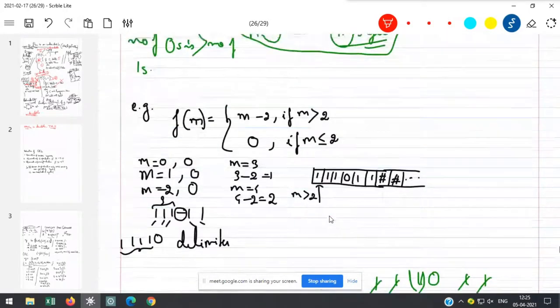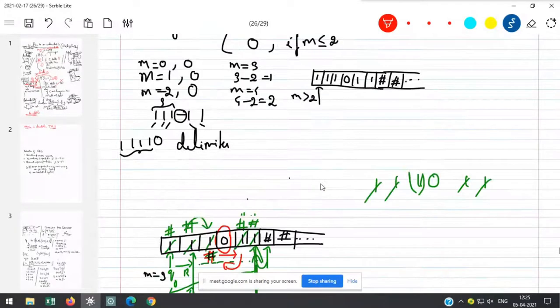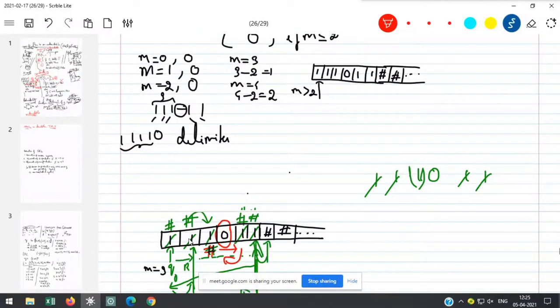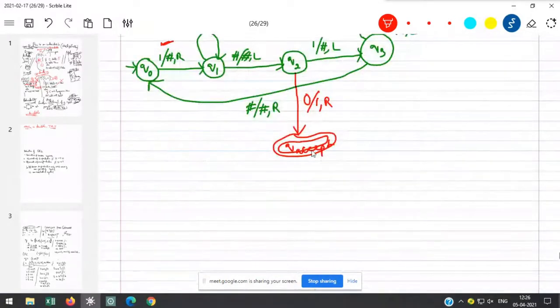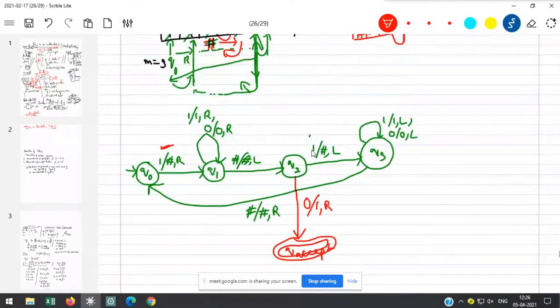Okay. So as per our example, I have considered m is equal to 3. If m is equal to 3, which is m greater than 2, then m minus 2 has to be 1. So at the end, how my input tape will look will be hash, hash, hash, 1, hash, hash, hash. Okay. Now only 1 is left out in our input tape. Hence the output is 1. And then it is reaching the final state Q accept.